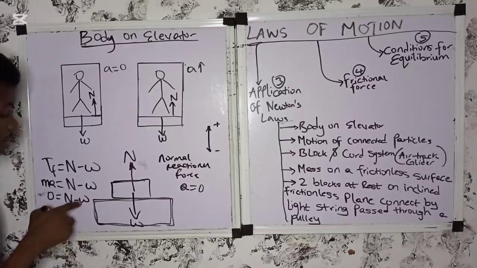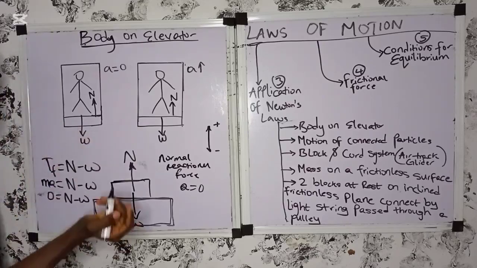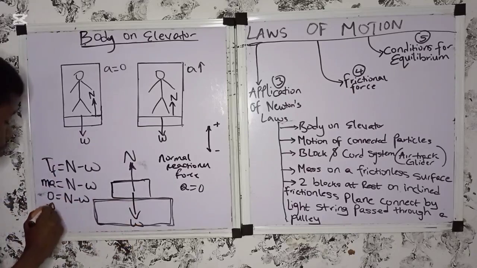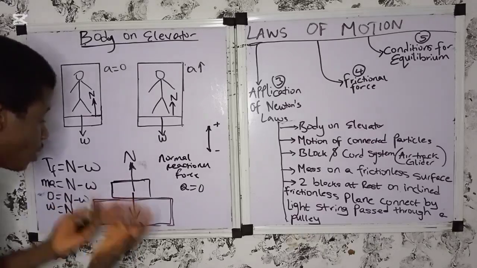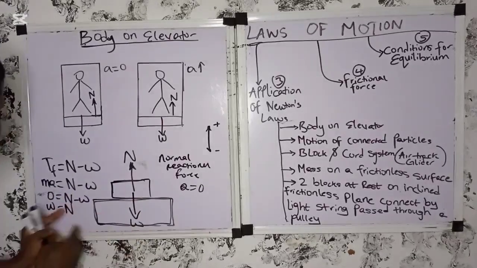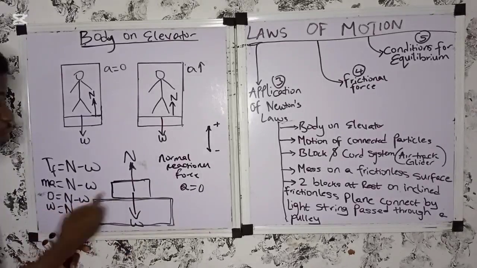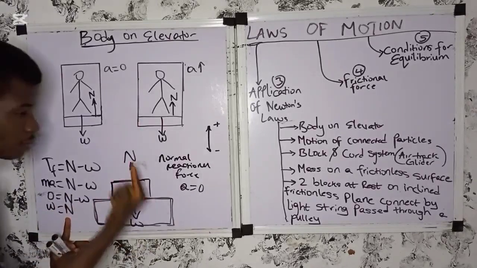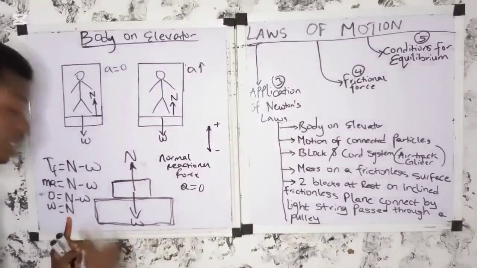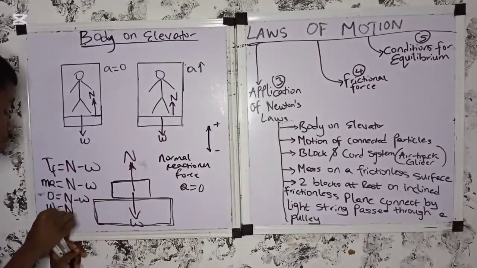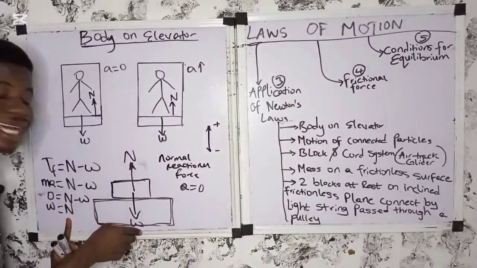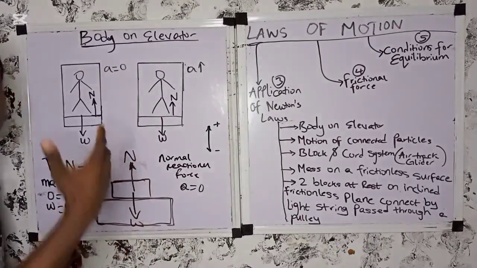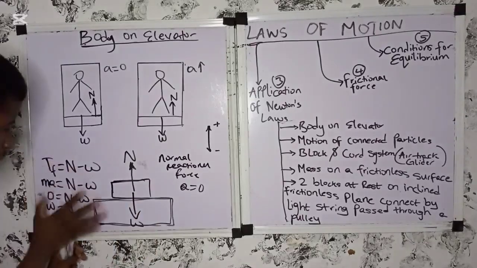If this minus W comes to this side, it turns positive. So it now becomes W equals N. This is the reason why the table is not collapsing: there's a balance between the resistant force of the table, known as the normal reactional force, and the weight. Had the weight been greater than the normal reactional force, the table would have collapsed. So take note of this.